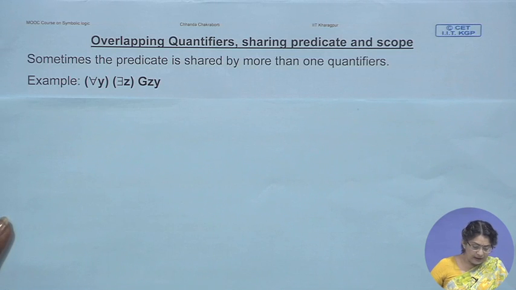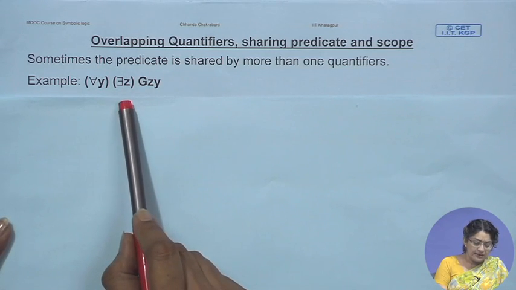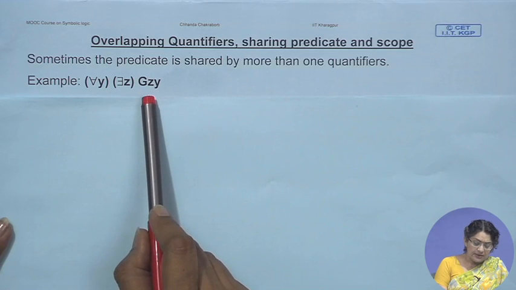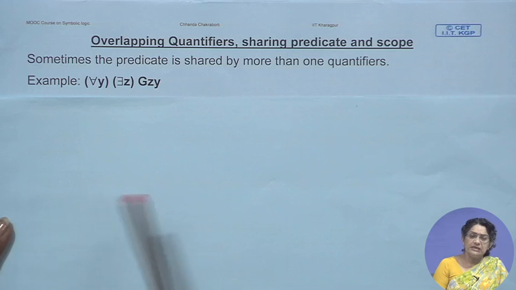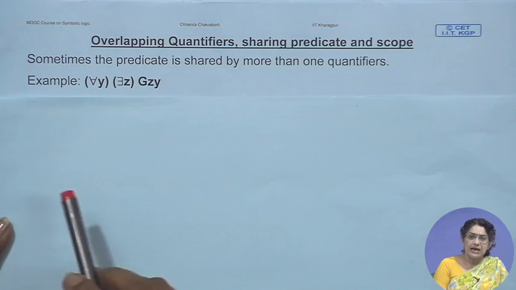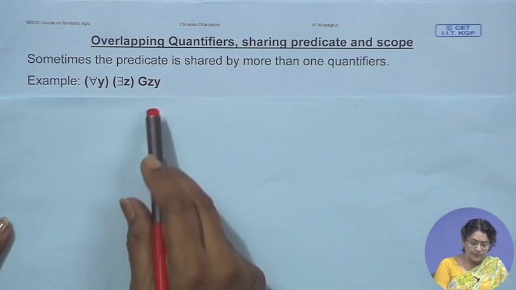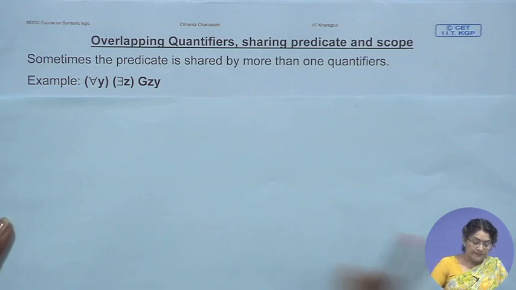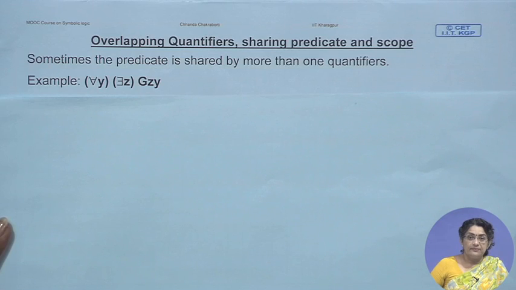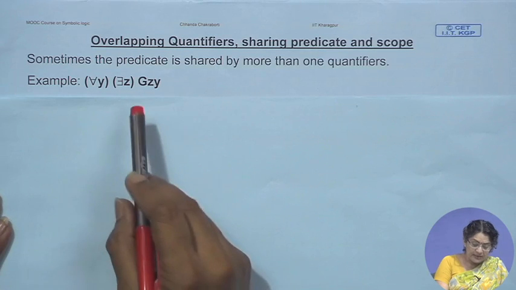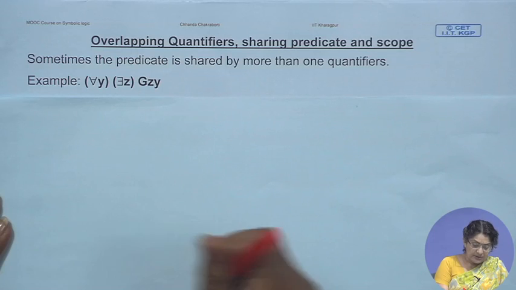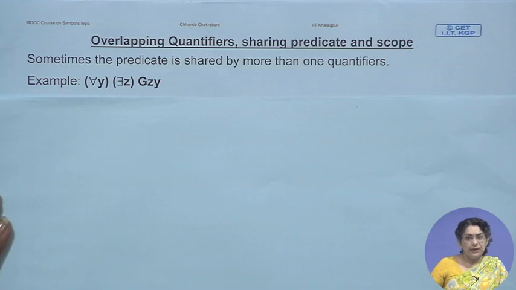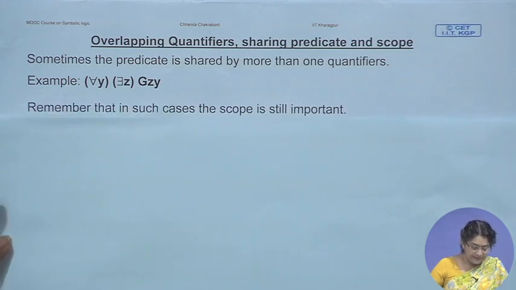You have: for all y, there exists at least one z such that G z y. G z y means z stands in G relationship with y. How to read that, and what does it mean? In this case, as you can see, both the quantifiers rule over the same predicate, and notice that the scope is also kind of within one another.